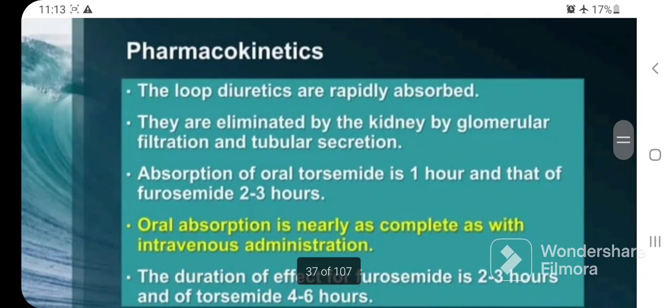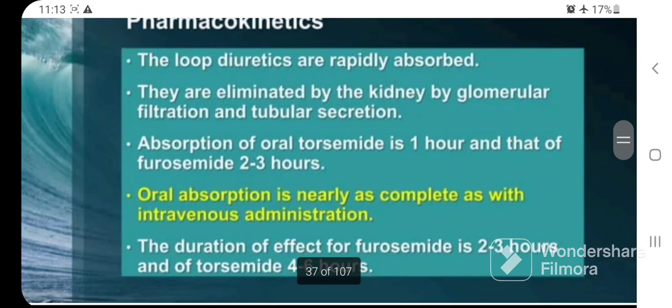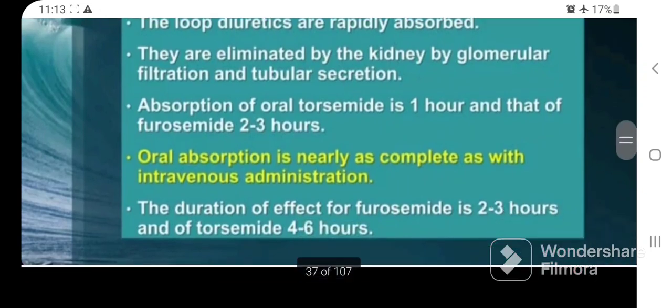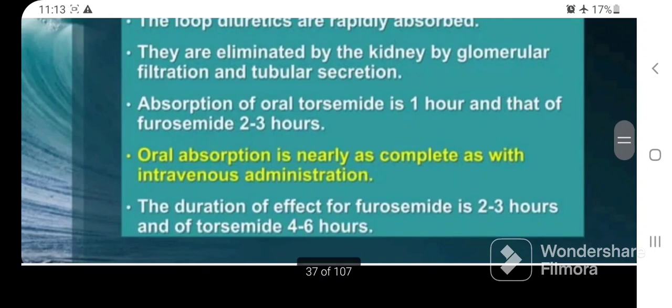Then pharmacokinetics: the loop diuretics are rapidly absorbed. They are eliminated by the kidneys by glomerular filtration. Absorption of oral torsemide takes 1 hour. Oral absorption is nearly as complete as with intravenous administration. Means both intravenous administration and oral absorption are nearly the same.